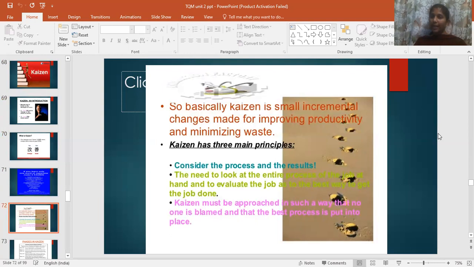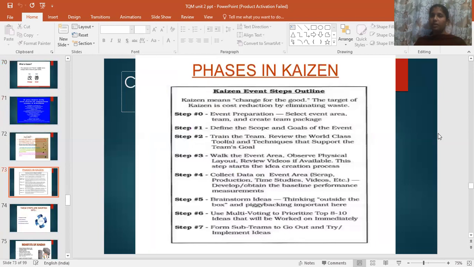So basically, Kaizen is small incremental changes made for improving productivity and minimizing waste. In Kaizen also we have steps. The first one is event preparation. That is, we have to select the event area and team, then create the team package. The next step is to define the scope and goals of the event.